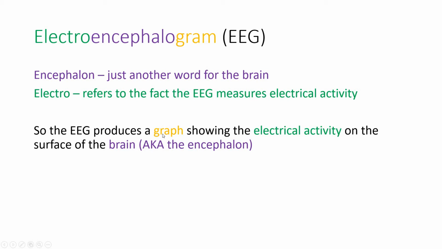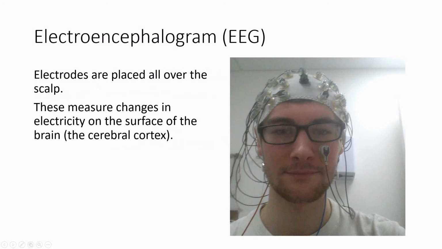So the EEG produces a graph showing the electrical activity on the surface of the brain, also known as the encephalon. It does this by measuring electrical activity across the scalp. When you have an EEG done, as I did when I was at university, they'll place a big cap like this on, covered in electrodes, all of which will measure the electrical activity on the scalp directly below them. It then measures the changes in the electricity, which allows us to measure the electrical activity in the cerebral cortex, so only the surface of the brain directly underneath.